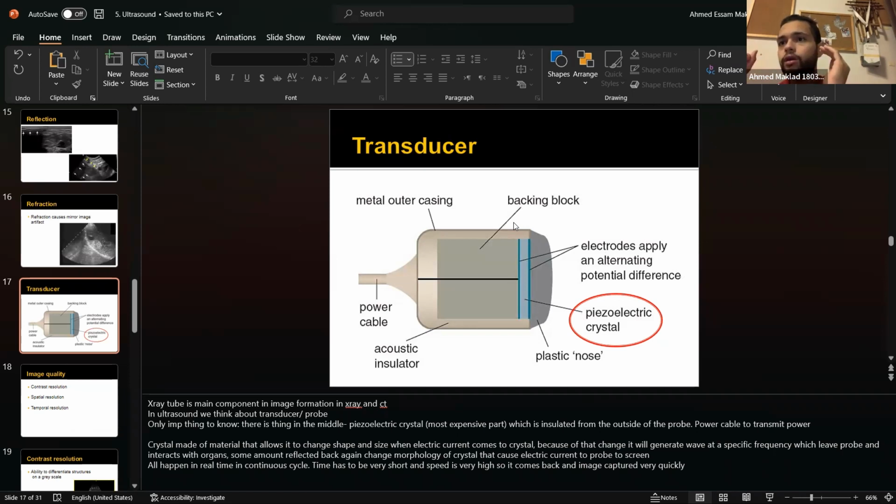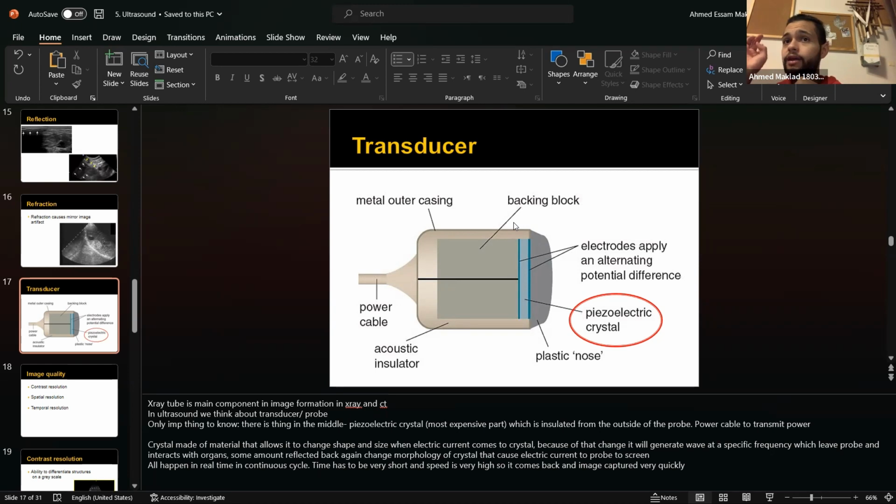Okay, so you have the crystal, and you gave this crystal electricity. How are ultrasounds formed? When you give it electricity, the crystal starts vibrating, and when it vibrates, it gives you ultrasounds. Those ultrasounds travel and hit the organs inside the human body. When they hit the organs, they are reflected back.